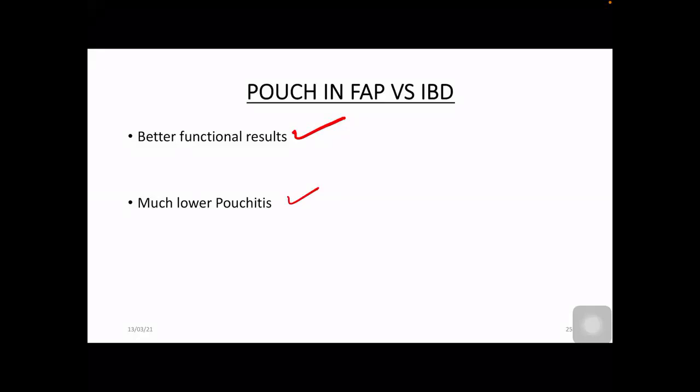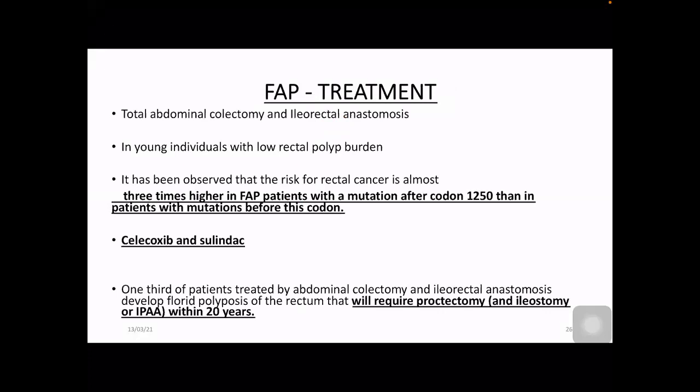So in short, the treatment of FAP is total abdominal colectomy and ileorectal anastomosis in young individuals with a low rectal polyp burden. Otherwise, the treatment of choice is always a prophylactic total proctocolectomy. Why prophylactic? Because you are going to do the surgery before the patient has developed any malignancy. So you are going to do a prophylactic total proctocolectomy with ileal pouch anal anastomosis. And always remember, in FAP, you have to do an anorectal mucosectomy.